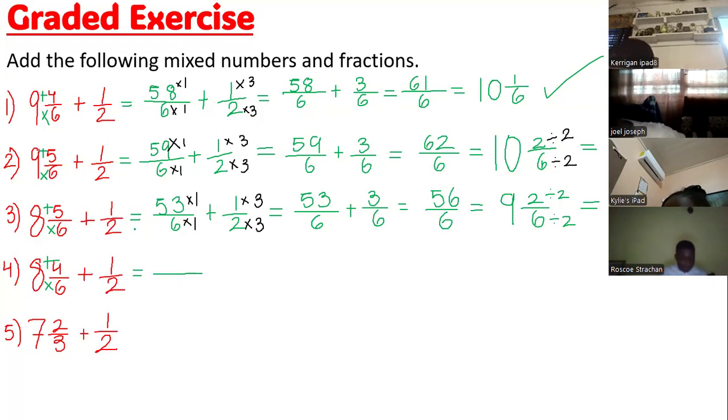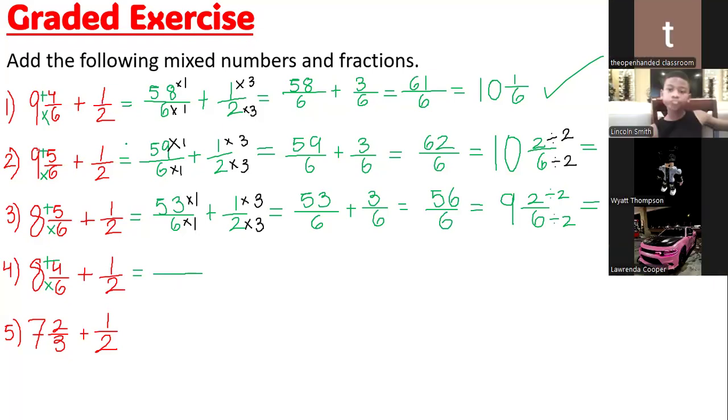8 times 6 is 48. Uh-huh. 48 plus 4. What is 48 plus 4? 52. 48, 49, 50, 51, 52. 52 over 6. Go ahead, 52 over 6.